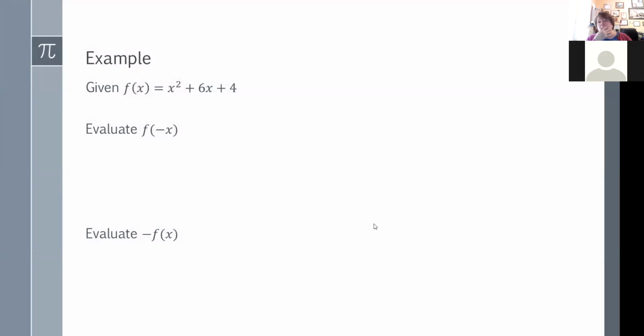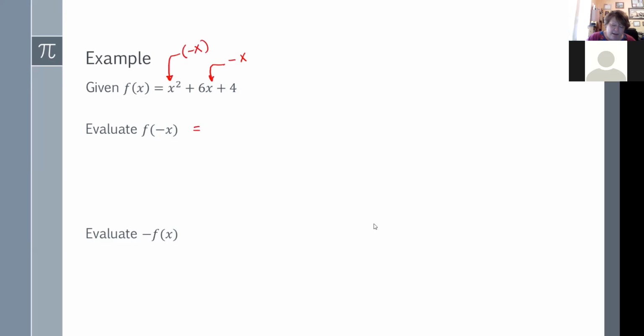Same function. Again, what can we evaluate this function at? We can evaluate this function at any value that's in its domain. And we already established that the domain of this function is the set of all real numbers. So there is nothing I can't plug in for x. So can I plug in -x? Sure. Why not? Wherever there's an x, I put in a -x. Why can't I do that?